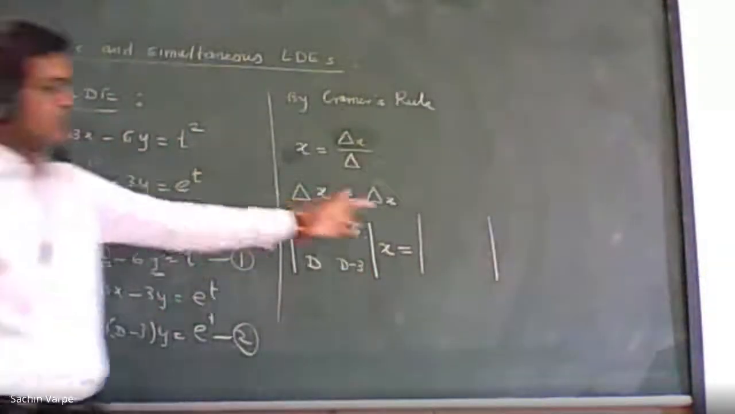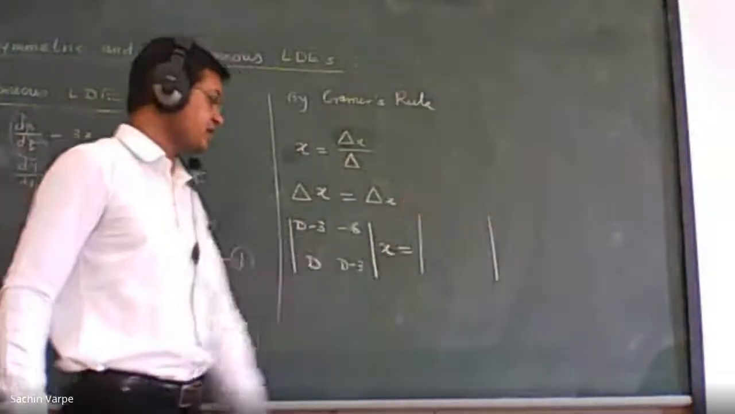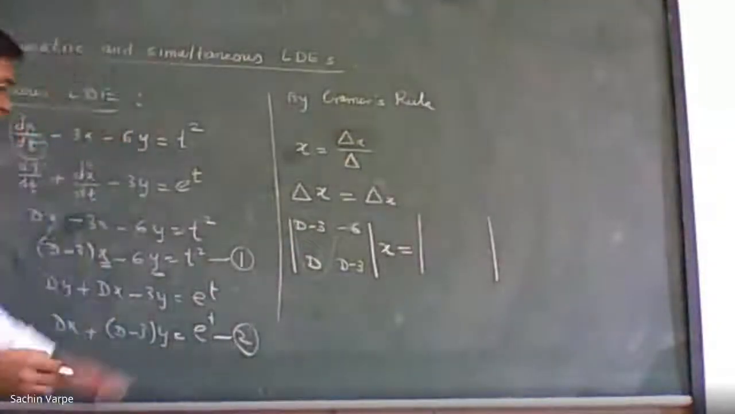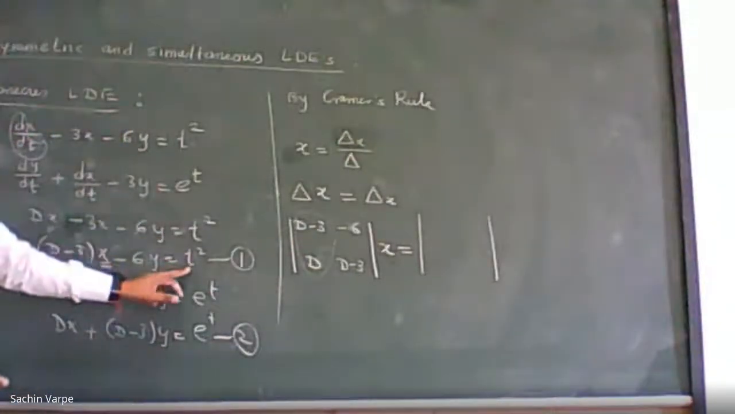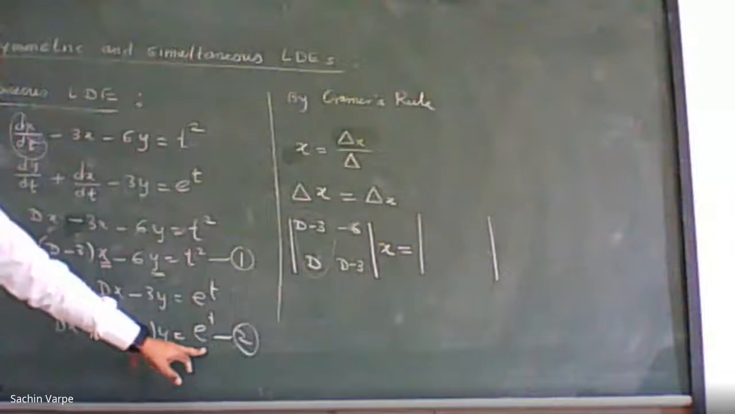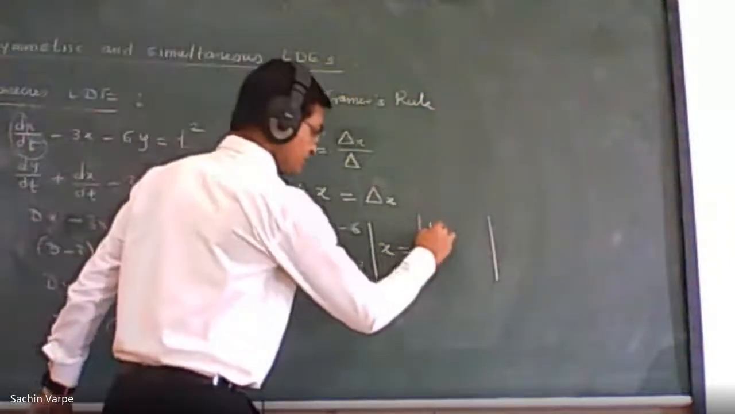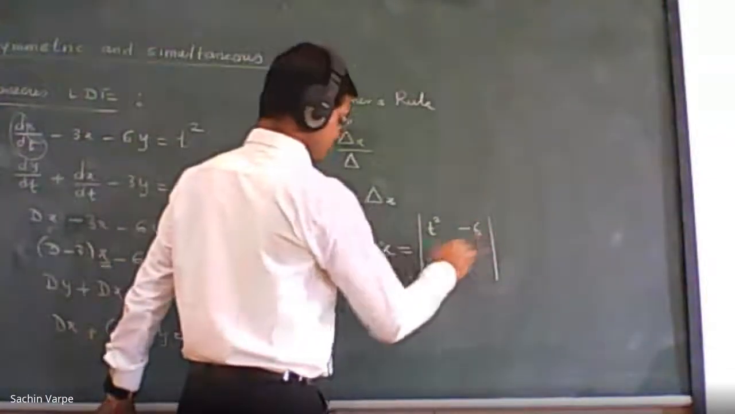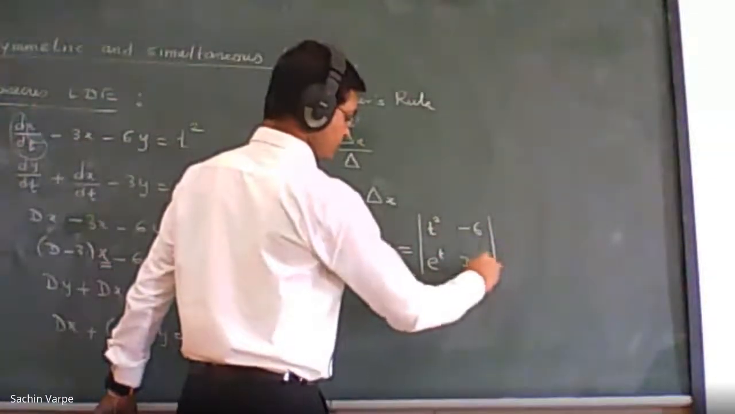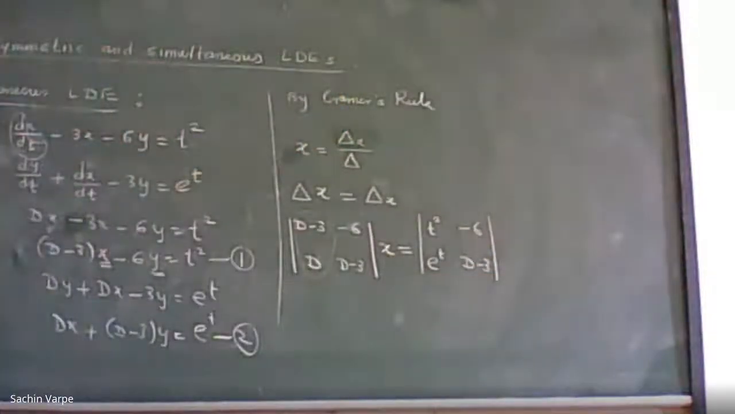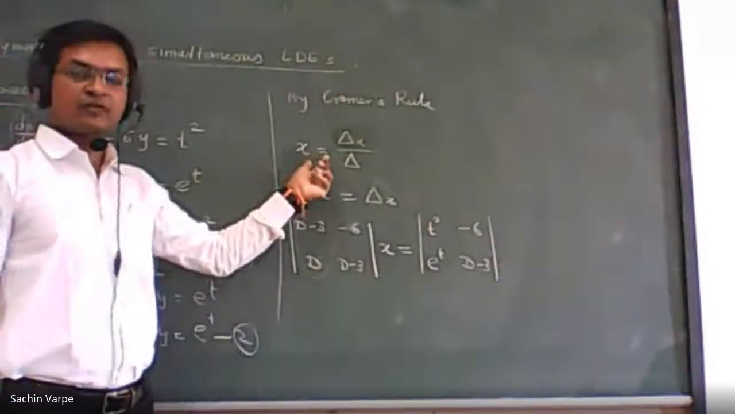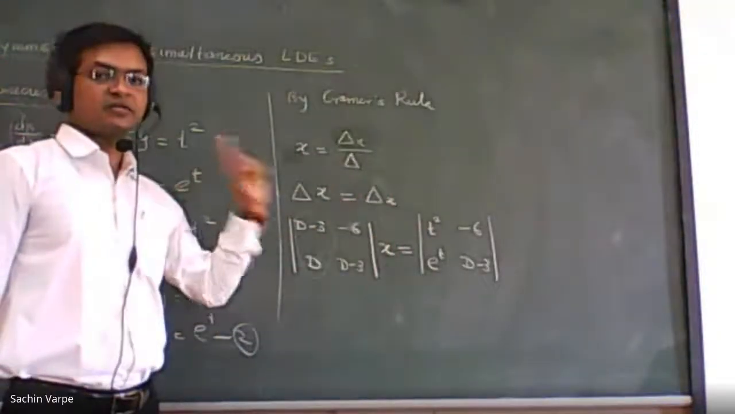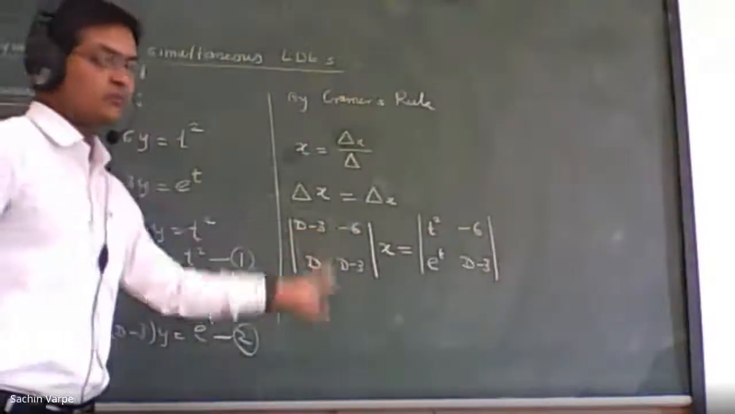And while writing the right hand side delta, or delta suffix x, the first column will be replaced by the right hand side. That is, here the right hand side is t square and here the right hand side is e to the power t. So t square, e to the power t, minus 6, d minus 3. If you use Cramer's rule for y, then you will replace the second column by the right hand side. Remember, that is the only change.